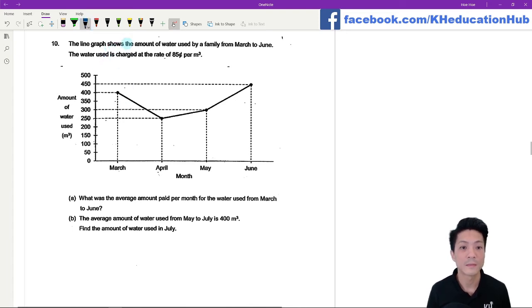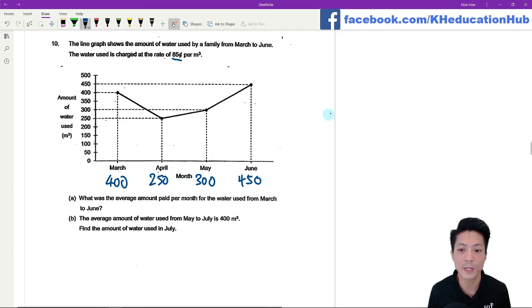Question 10. The line graph shows the amount of water used by a family from March to June. The water use is charged at a rate of 85 cents per cubic meter. Let's write down all the readings over here. March will be 400. April is 250. May is 300 and June is 450. What was the average amount paid per month for the water used from March to June?